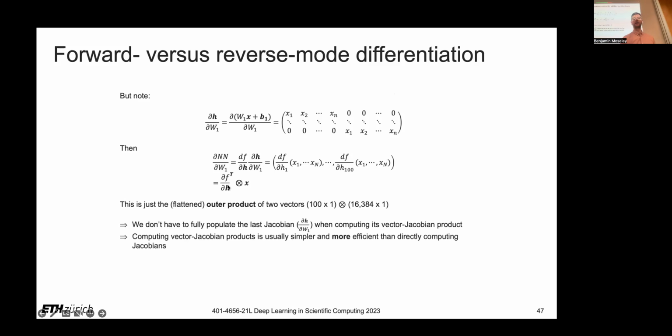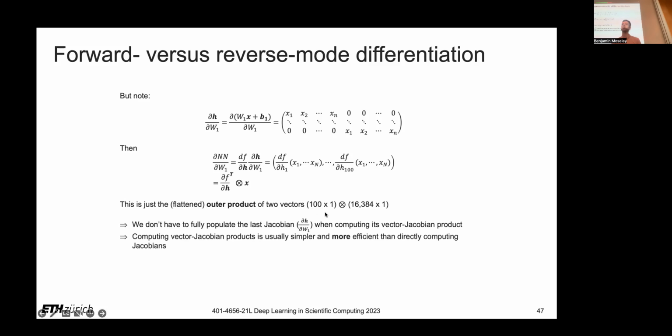And so then if you think about that last matrix multiply, which is dF by dH, which is just a vector, times this Jacobian here, it turns out the resulting vector that you get is just this thing. And if you stare at that long enough, you can see that it is just the outer product of two vectors. One contains your values of X here, and another contains the values of the derivatives coming from the chain rule.